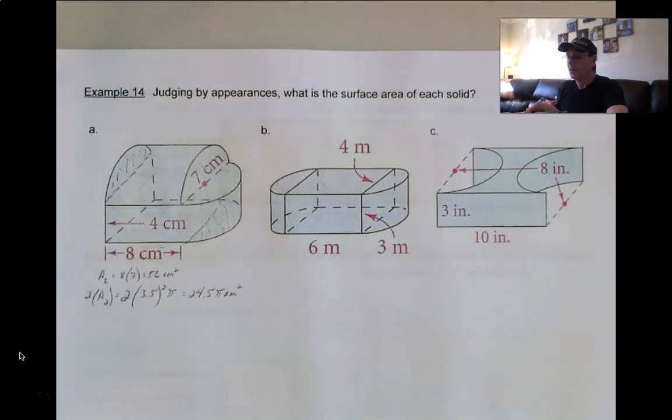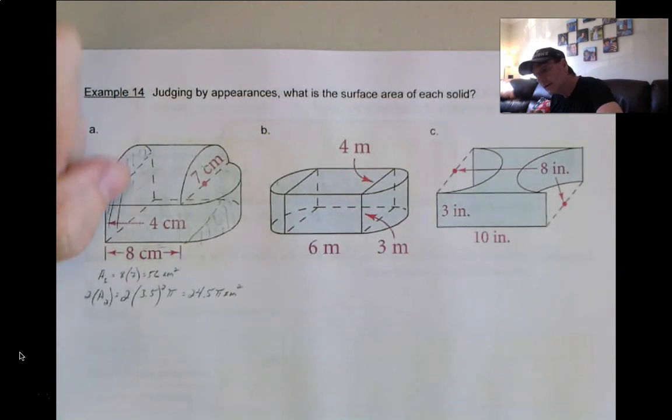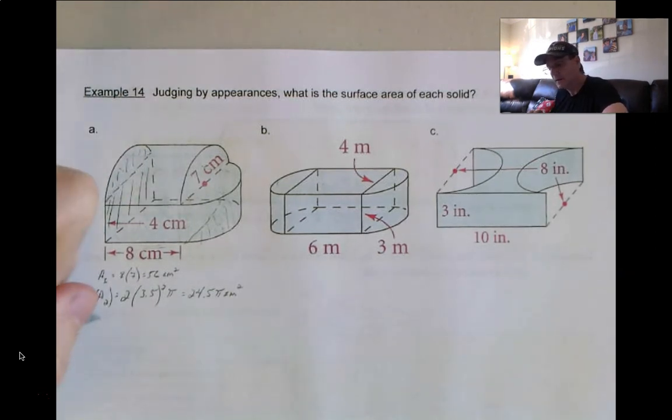Okay, what do we have to do now? Well, there's a rectangle here. Call that area 3. That's 4 by 7.